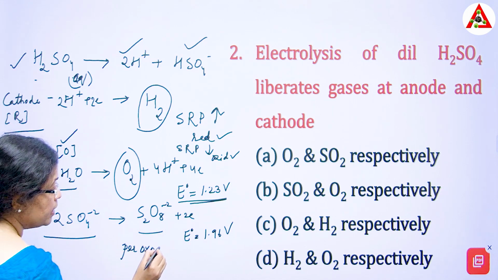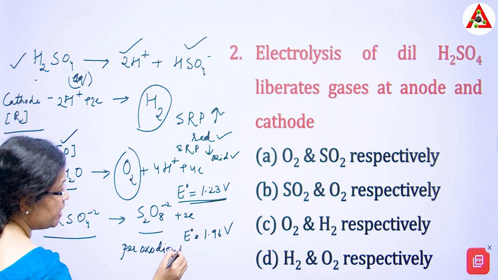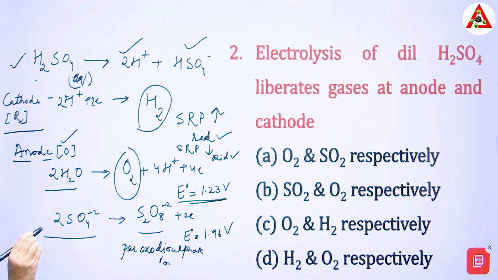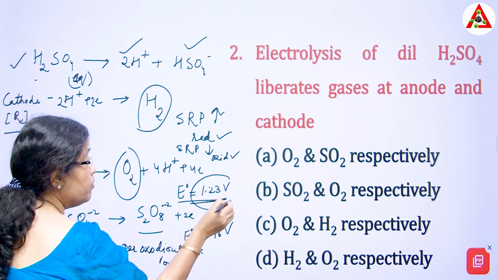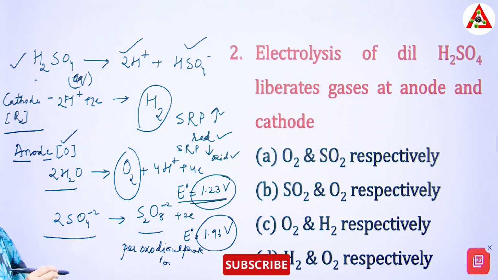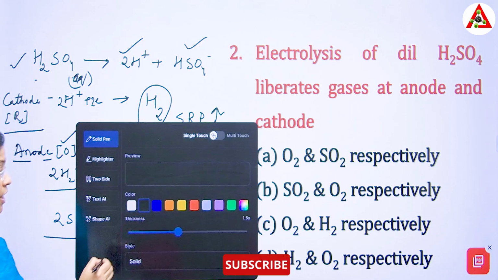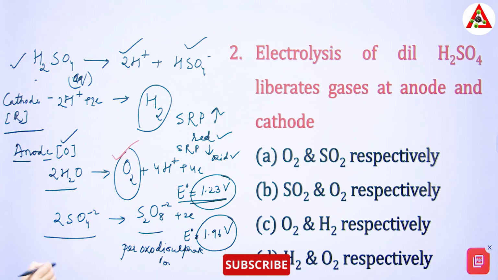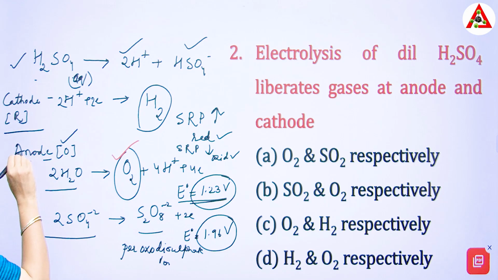Peroxodisulfate ion. Okay, and just see, I have written down the SRP values also. For water, it is 1.23. For sulfate, it is 1.96 volts. It is too high, right? Even if we consider overvoltage, then also, who is the winner? It is basically oxygen. So we are getting hydrogen at the cathode, oxygen at the anode.